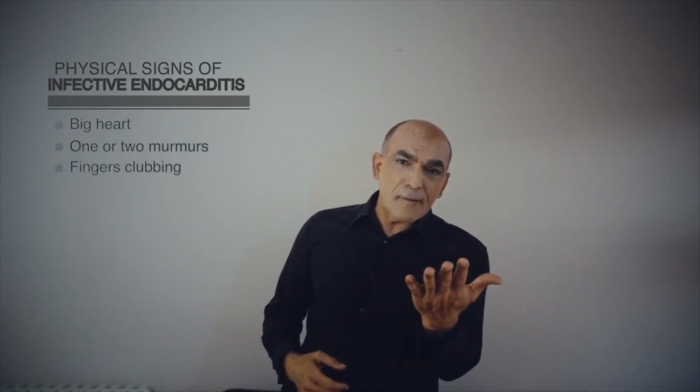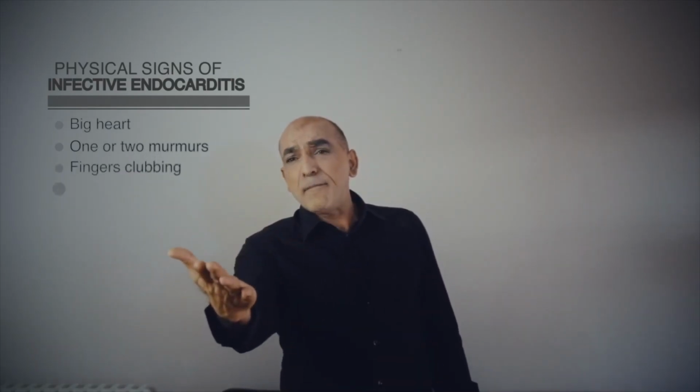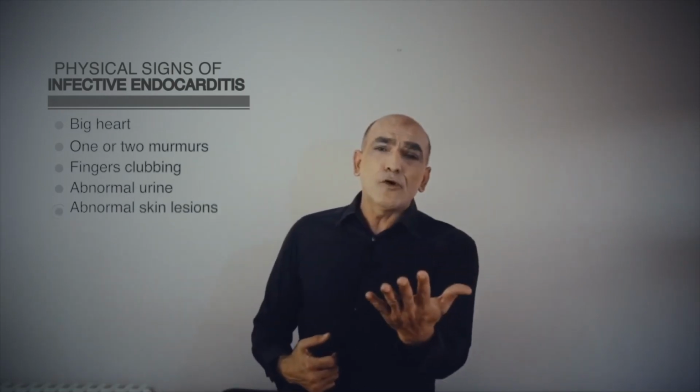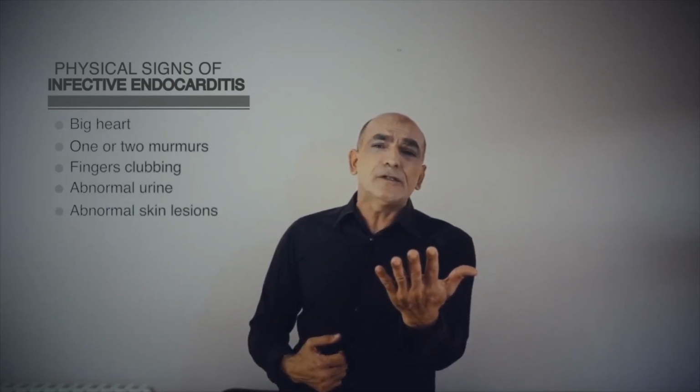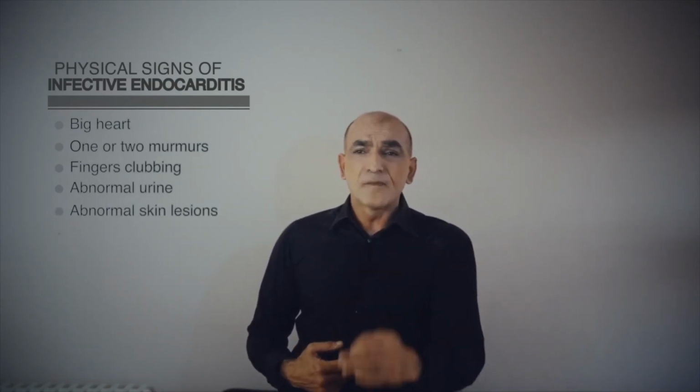And if you took the patient's urine, it would be abnormal. And if you took the patient's temperature, they may have a bit of a fever. So those are the physical signs you will see in patients with infective endocarditis: a big heart, one or two murmurs, finger clubbing, abnormal urine, abnormal lesions in the skin due to small emboli, and fever.